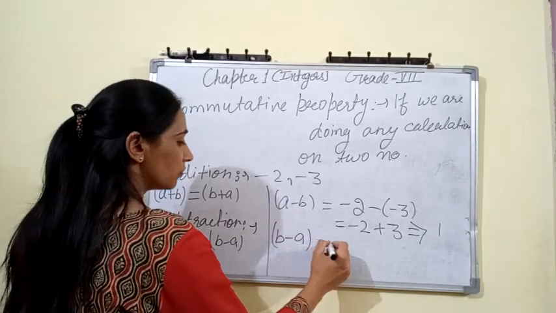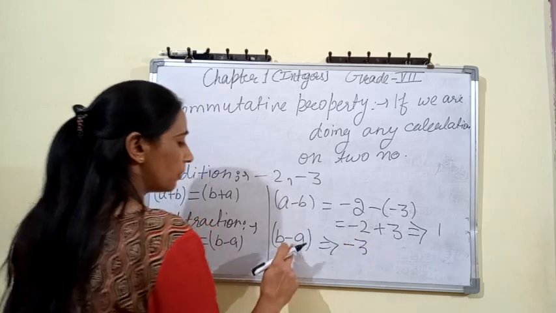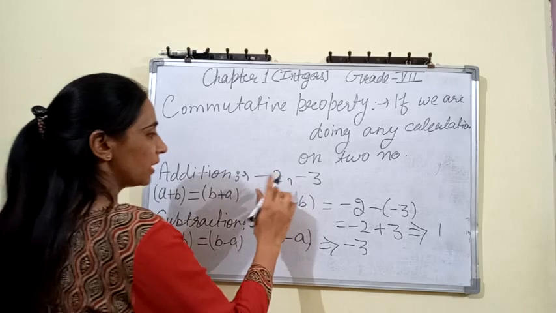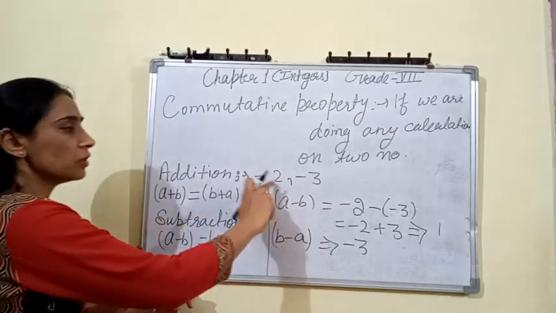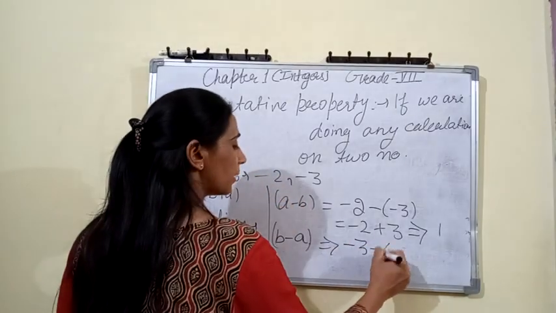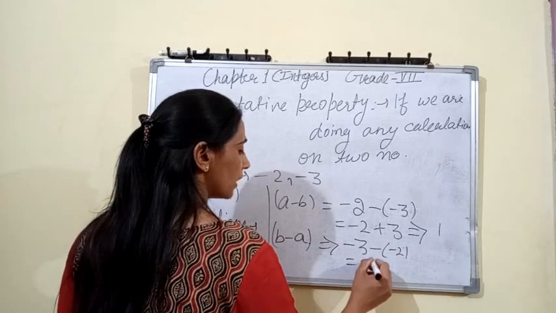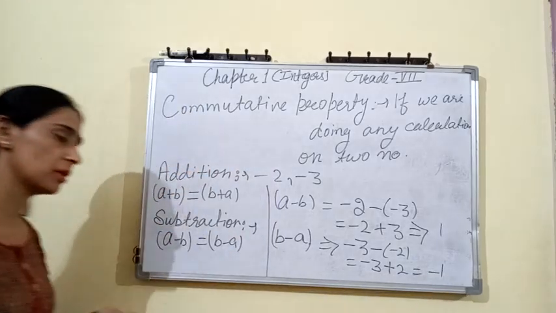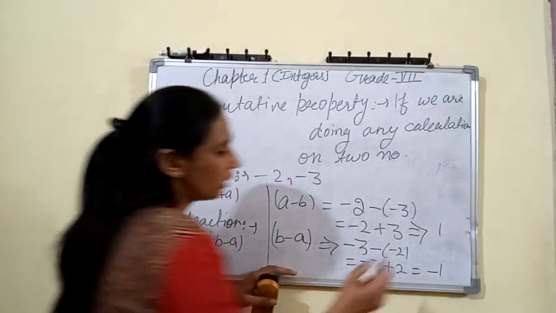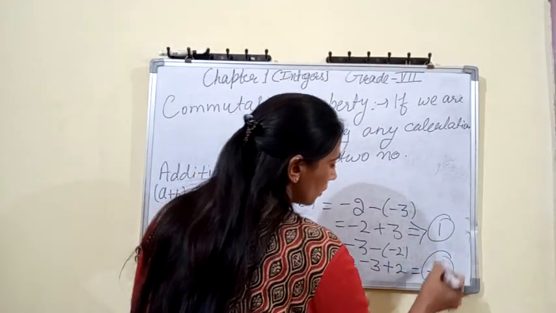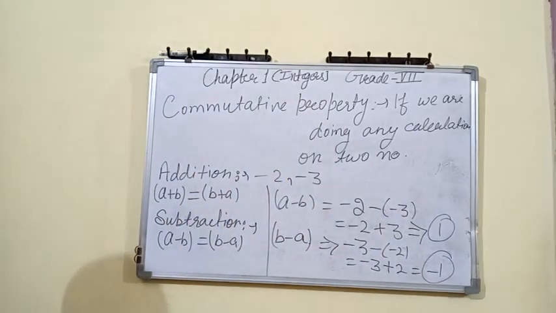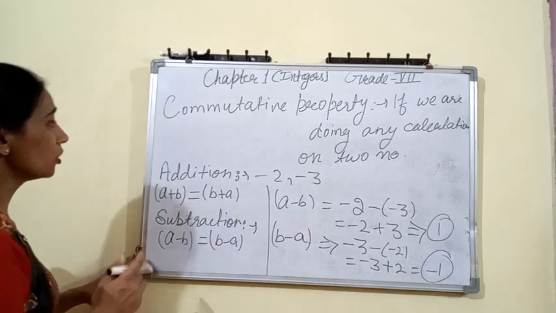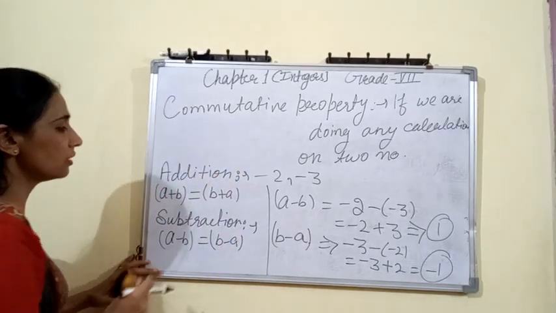Now b minus a. What is your b? That is minus 3 minus a. Minus a means it will be negative. This is already negative, so minus 3 minus minus 2, which is minus 3 plus 2, that will be minus 1. We have to check whether these are the same or not. They are not the same, so we will say integers are not commutative under subtraction.